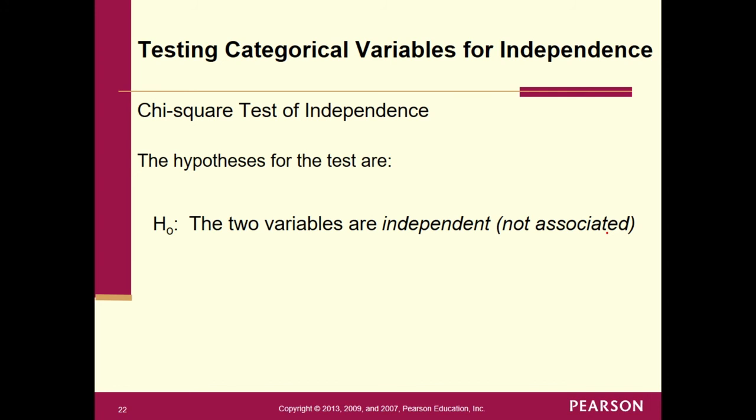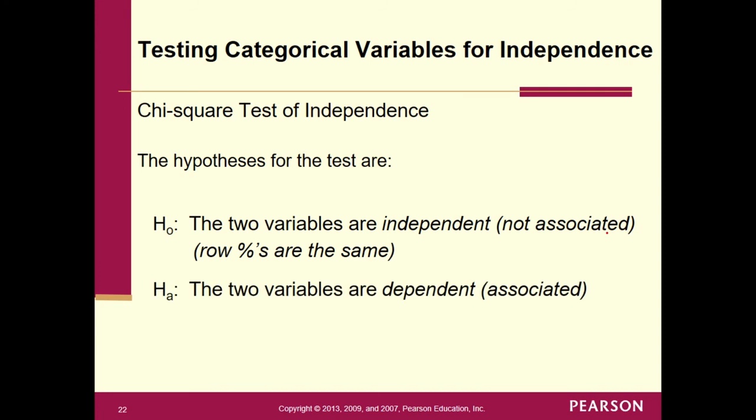Now, when we actually do a problem, we're actually going to fill in what the variables are. So this is a very generic statement here. We're going to actually fill in what the variables are when we actually do the test. In other words, if we're saying that the 2 variables are independent, that means the row percentages are going to be the same. And that's in the null. In the alternative, the 2 variables are dependent. They are associated, meaning the row percentages are very different from one another, or different enough to say that there's some sort of a dependency.